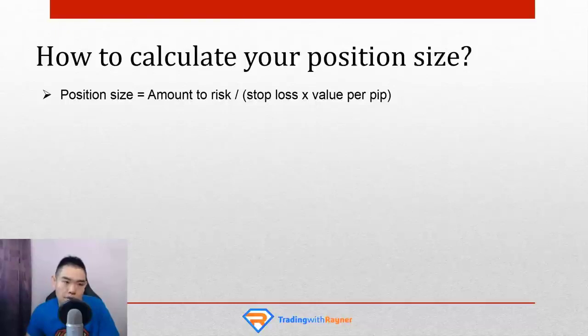So the amount to risk, I usually recommend 1% risk on each trade. Some traders will go with 2 or 3%. That's pretty much up to the individual trader. And after which you divide it by your stop loss multiplied by your value per pip.